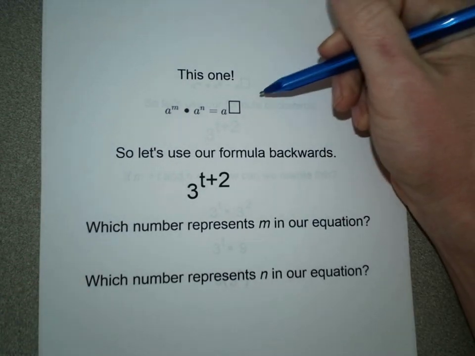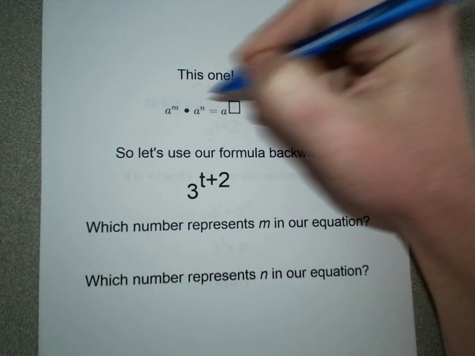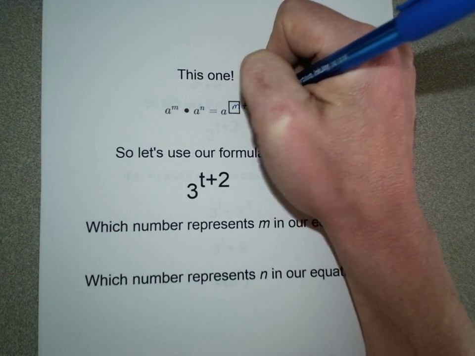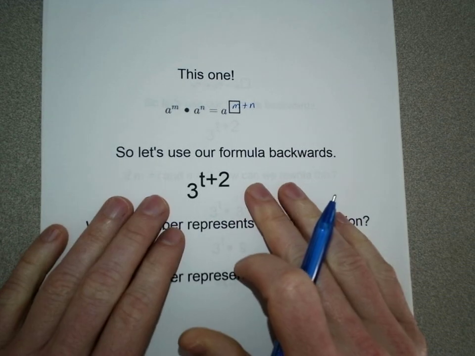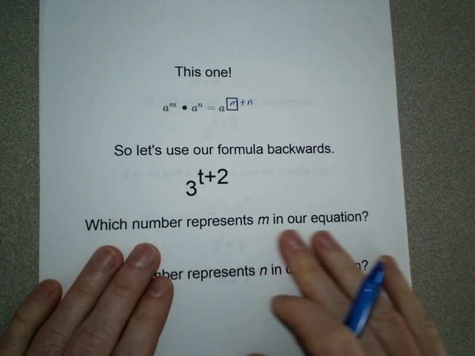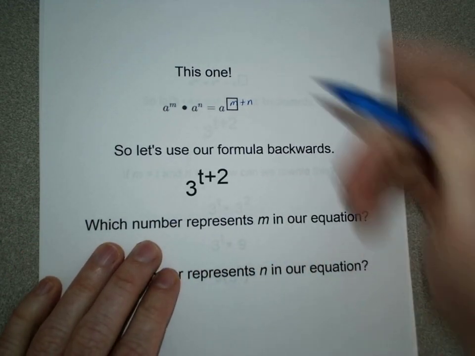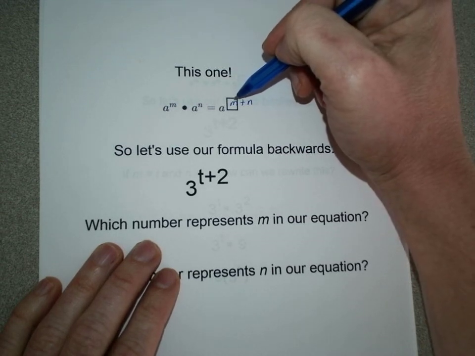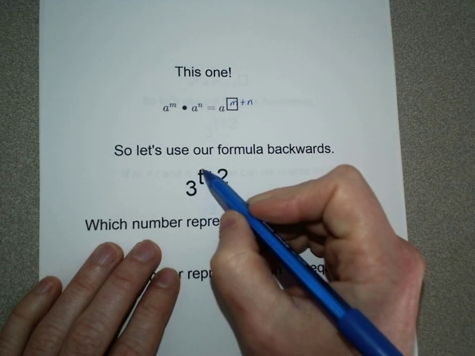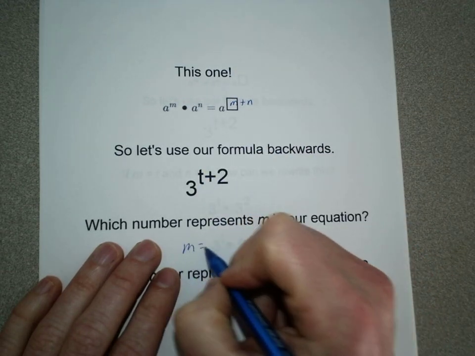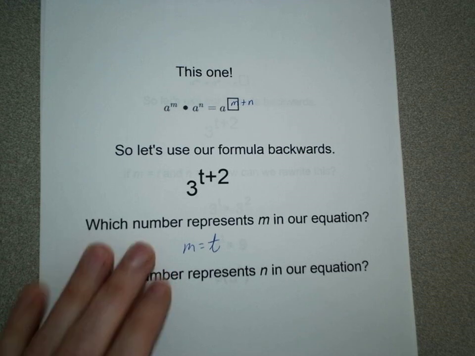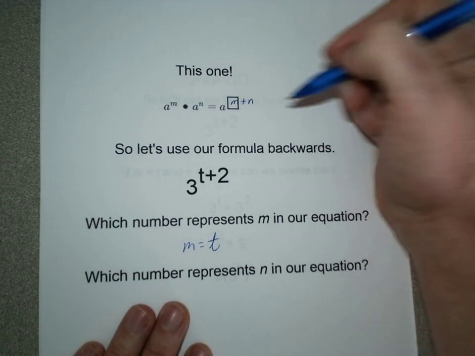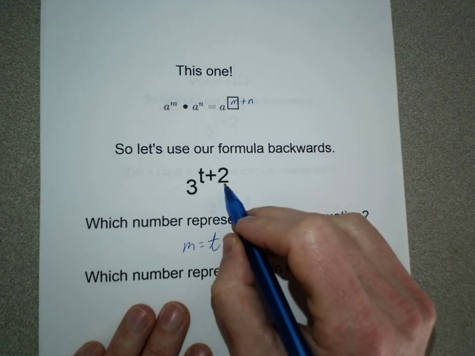This is the product of powers property, and it says a to the power of m times a to the power of n is equal to a to the power of m plus n. And we've got information here. What number in here represents the m in our equation? The m is placed first in our addition, so it must be this t. So our m is t. And then what number here represents the n in our equation? The n is the second number in the addition, and here the second number that occurs in the addition is 2.